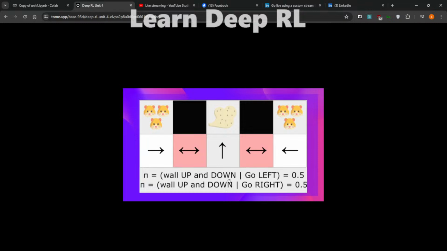So if the wall is up and down, going left has a 50% probability, and going right has a 50% probability. They're talking about these two pink areas. If you're in these states, there's a probability distribution of going left and right equal to each other. So over several different training runs, it'll try going left again, or it'll try going right again in these states.